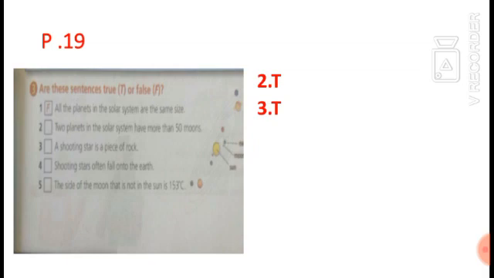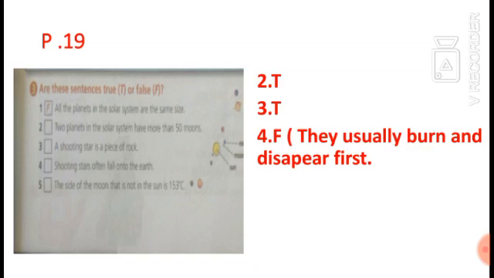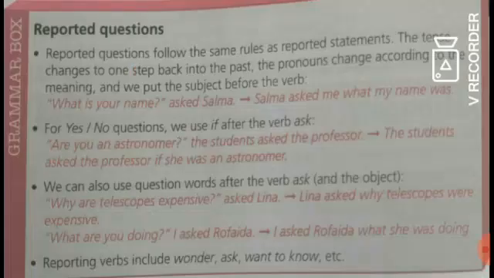True. Number 4, shooting stars often fall onto the earth. False. They usually burn and disappear first. Number 5, the side of the moon that is not in the sun is 153 degrees. False, it's minus 153 degrees.